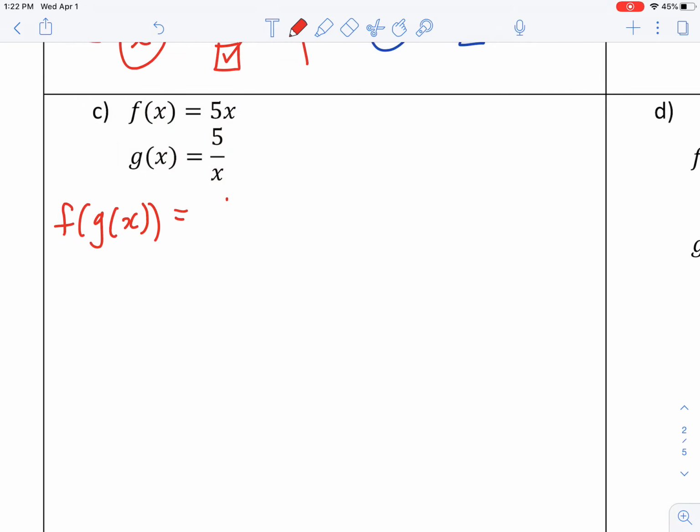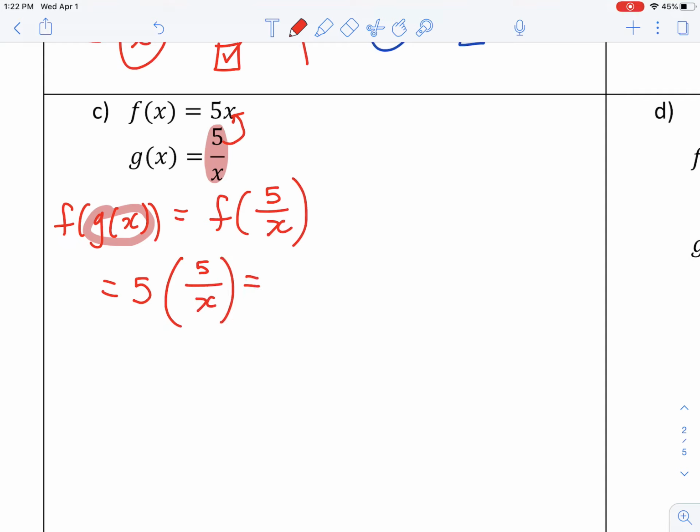Let's check this. So first of all, let's check f of g of x. So that's going to be f of, let's put g of x in here. G of x is 5 over x. So plug in 5 over x into x, into f of x. That's going to be 5 times 5 over x, right? Now, if you multiply this, because I don't want you to cross out those 5s, this is really 5 over 1 times 5 over x. Now, what's that going to be? 25 over x. That's simplified all the way.